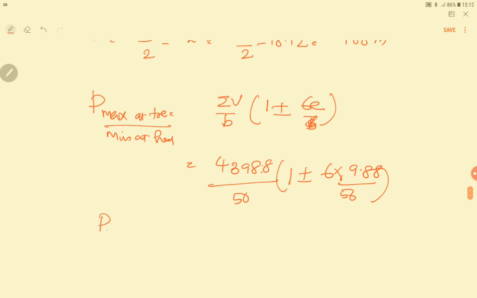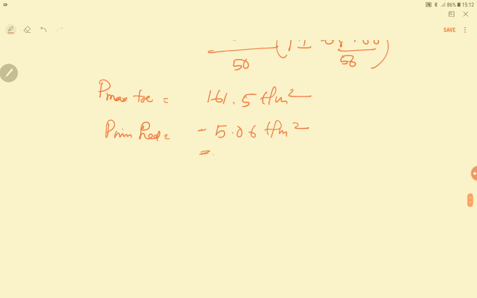So P max at toe you will get as 161.5 tons per meter square. P minimum at heel will be equal to minus 5.06 tons per meter square. Note that this heel is in tension, that is why a negative value has come here. Now what is the major stress? This is the answer for the first two questions: what is the P max and P minimum? Now the next question is to find the sigma value.